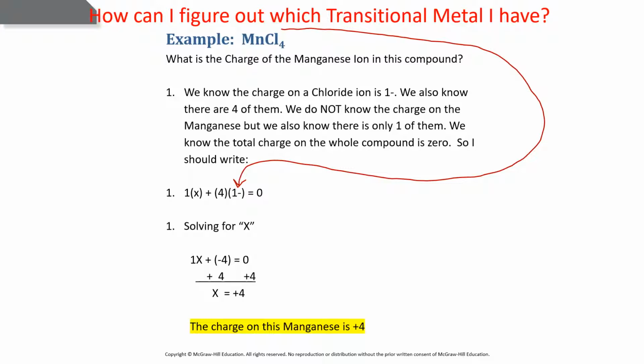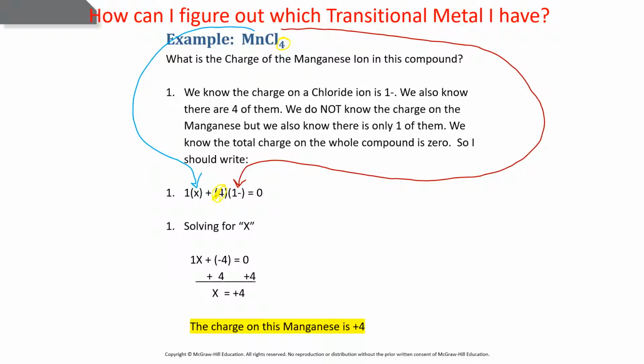I also know that there are 4 of them because it tells me that. Okay, my compound tells me that. I'm trying to figure out the manganese, have no idea what it is. And I know that there's 1 of them because when there's no subscript written, it's assumed 1. So now that I have 1x + 4 × (-1) = 0, it equals 0 because the overall charge is 0. I know the overall charge on the whole thing is 0 because there is no charge written on the outside of MnCl4. So then I just simply solve for x, basic algebra.